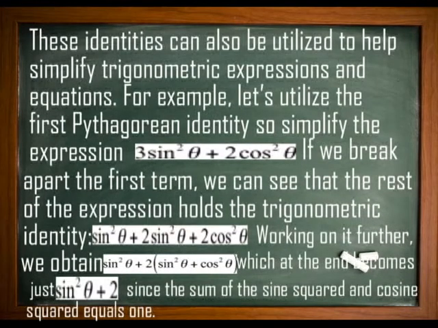Utilizing the second and the third identities yields similar benefits. For example, we can utilize the second Pythagorean identity in combination with the reciprocal identity from the first section of this guide to simplify cosine squared theta, open parenthesis, 1 plus tangent squared theta, closing parenthesis, into cosine squared theta times secant squared theta, and further into cosine squared theta times 1 over cosine squared theta, which is equal to 1.